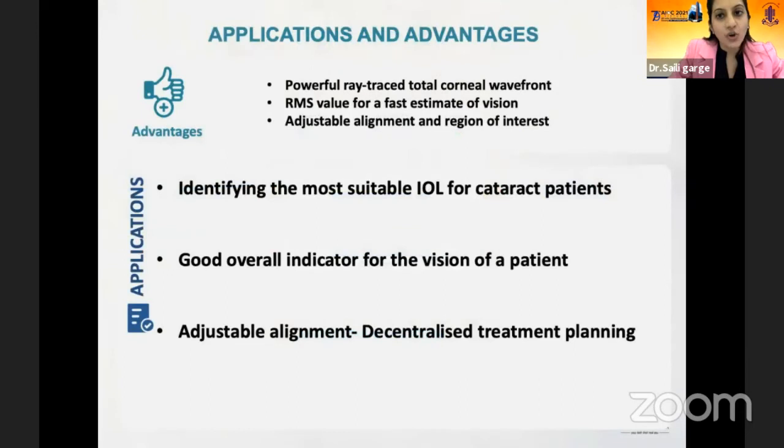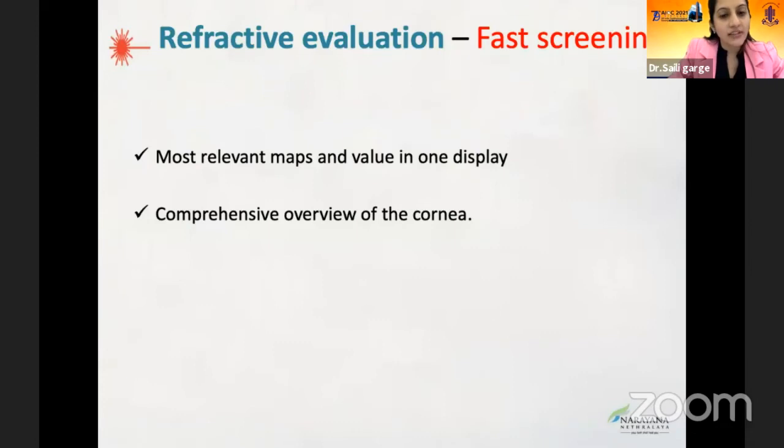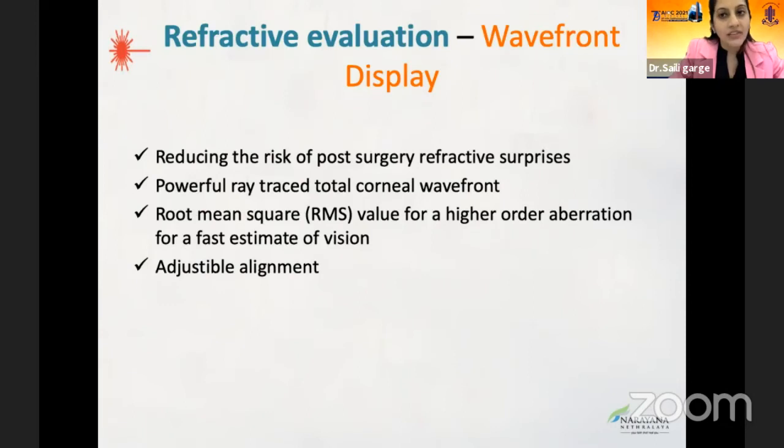So the powerful ray traced total corneal wavefront, RMS value for a fast estimate of vision and adjustable alignment are a few of the advantages. And applications are, it is identifying the most suitable IOL for cataract patients, good overall indicator for the vision of a patient, and adjustable alignment helps in decentralized treatment planning. So let's see the applications. Fast screening, as it has most relevant maps and values in one display. Comprehensive overview of the cornea. As we have seen the wavefront display, it reduces the risk of post-surgery refractive surprises.